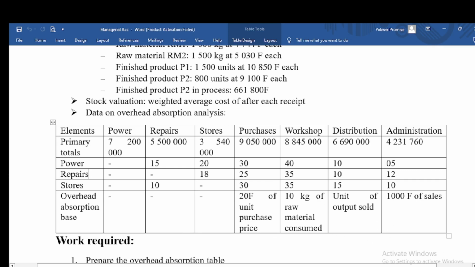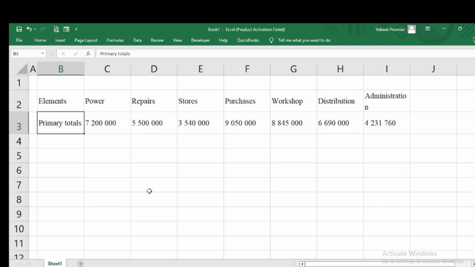So please take a snapshot of the question so that while we are solving, you will not get lost. Thank you. All right, so we have the elements: power, repairs, stores, purchases, distribution, and administration. So the next thing that we are going to have is our power. Since power has completely distributed itself to other elements.